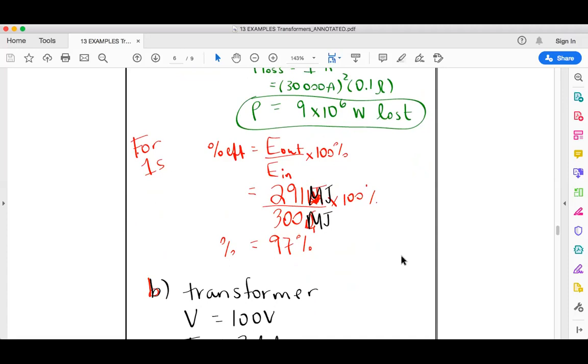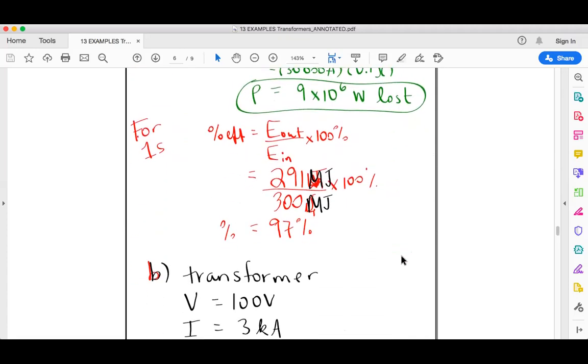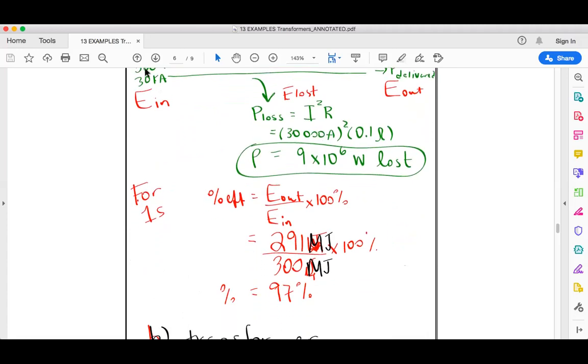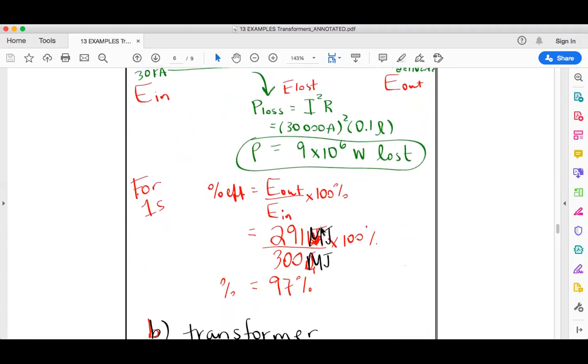And the efficiency of that is, well, we can get the energy out by doing 300 million minus 9 million. So we get 291 million. And we're going to divide it by the energy in. Or you could use power out over power in, but I think it's more proper with the energy efficiency equation to use energy. So 300 megajoules is in the denominator, and that's 97%. So that's not bad, but 3% is a lot when you're talking about in the order of mega. So that's actually a lot of loss.